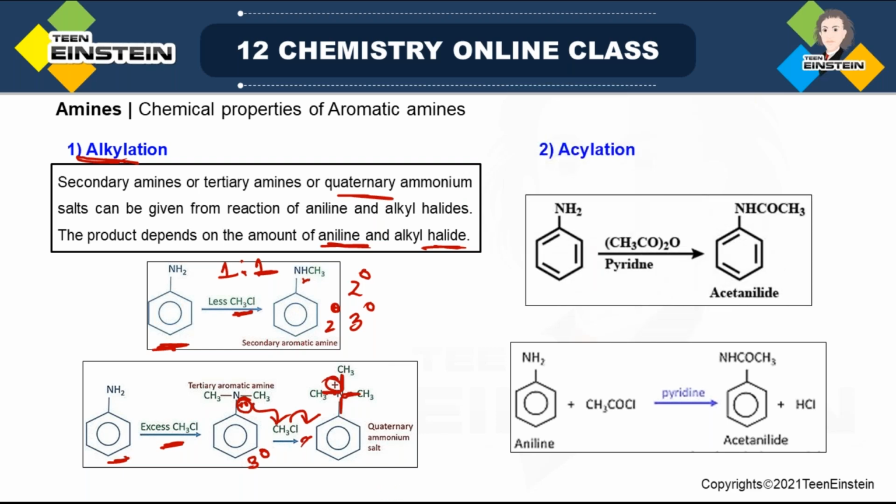Now the second reaction that is possible is acylation. Acylation means you will insert this type of group: H will be replaced by the COR group. For the source of C double bond OR, you can use either acetic anhydride or acid chloride. So in this case, which acetic anhydride have we taken?